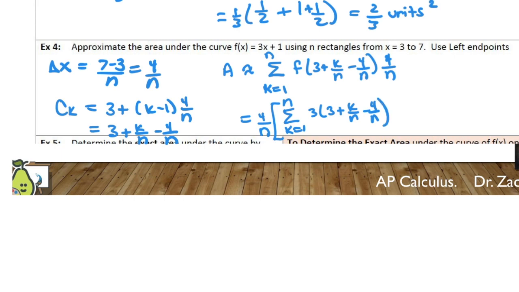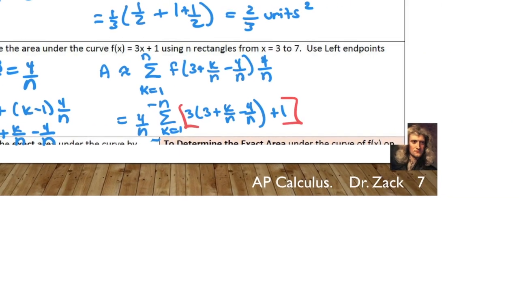There's that piece. 4 over n is still out there. But do not forget your plus 1. I'm terrible at that plus 1. All right, it is back. So what do we do now? You will simplify it. You've got to work it out to find that exact area. And what you're going to get once you multiply and simplify is 46 minus 42 over n.